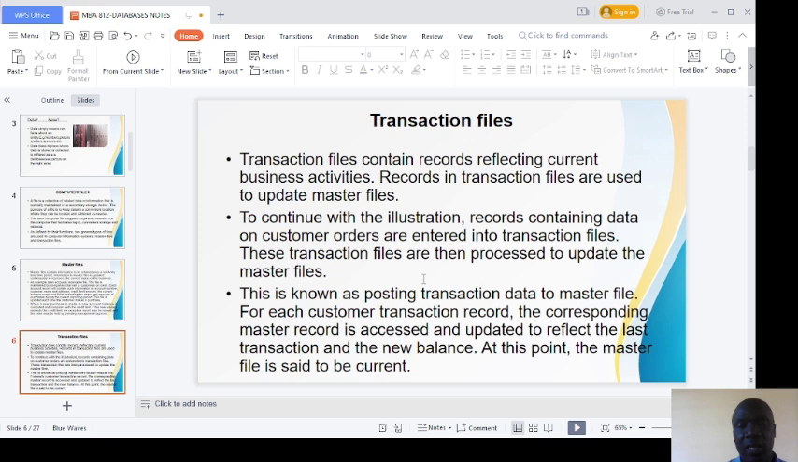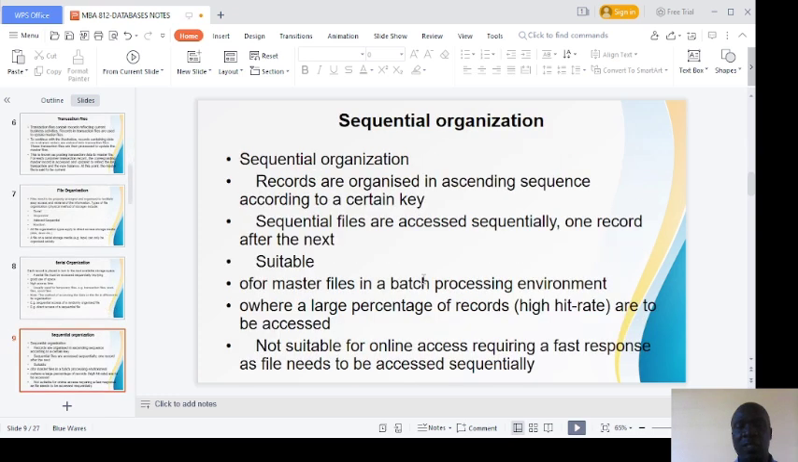This type of sequential organization is basically good for master files, typically in a batch processing environment, where you collect a cohort and then you process. For example, we can collect all the payments in January and then process them together as a batch. Then in February, we collect them and process them together as a batch. So this type of sequential organization is suitable for master files.